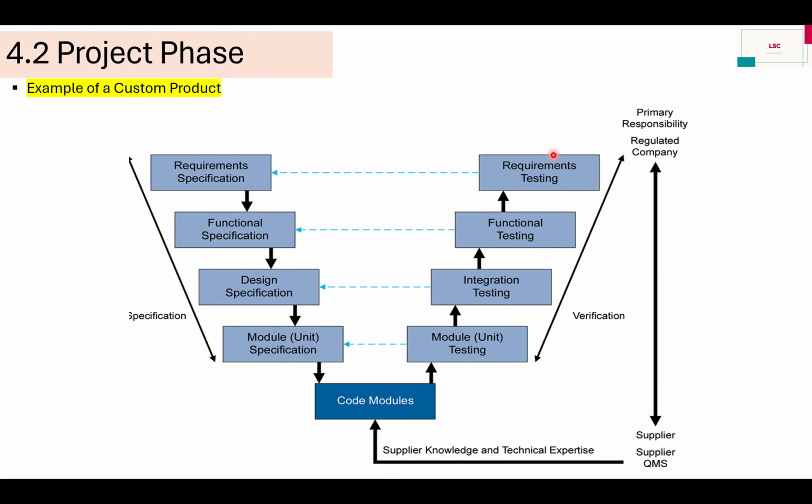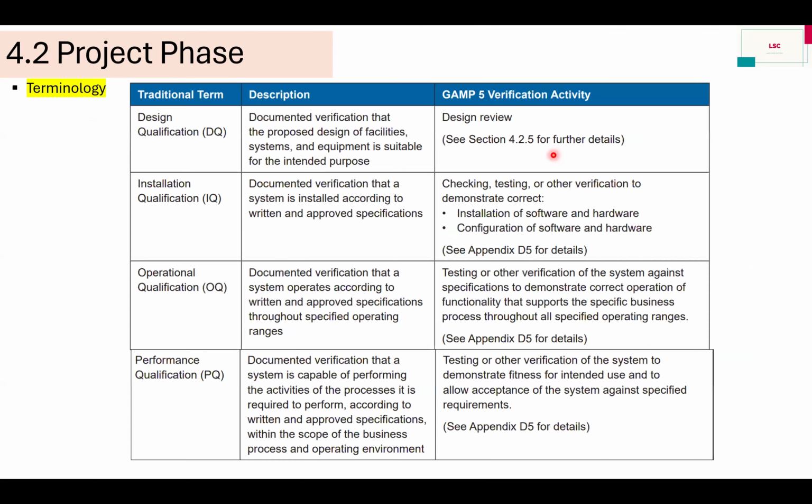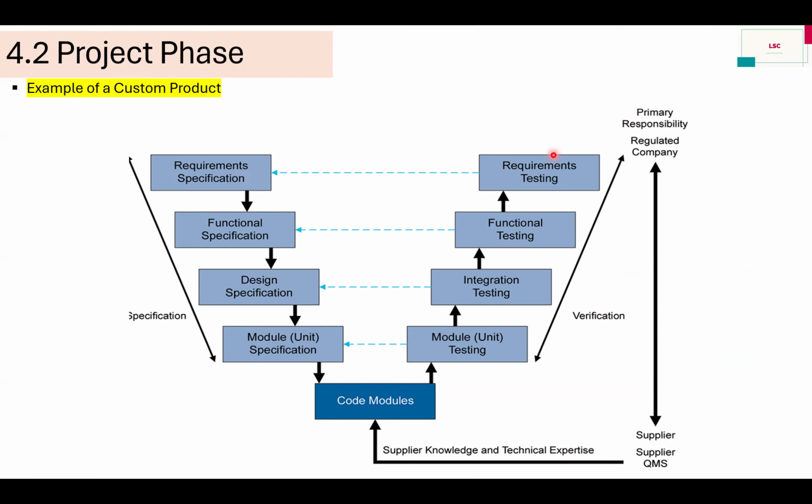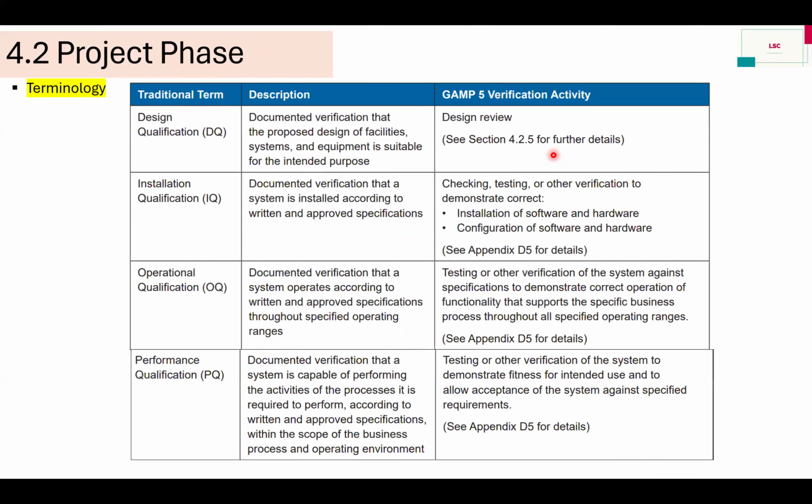Okay. Then these are some examples, in a short way, of how the life cycle works in different types of systems. Then some terminology. GAMP5 gives some terminology with respect to the traditional terms. So we just see what the terminology is.